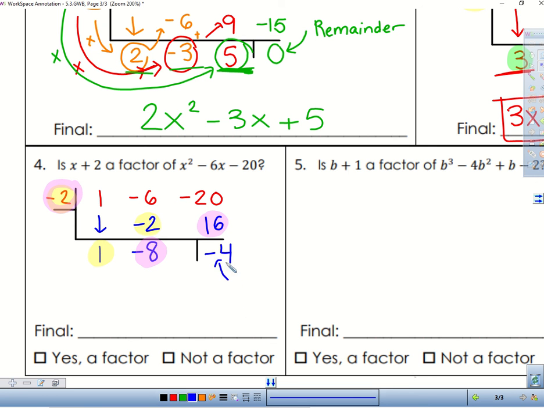-4 is known as my what? Good. So my final answer, this is my constant. This is x minus 8. That's my coefficient of x. Plus -4 over x plus 2. That is correct. Very good.